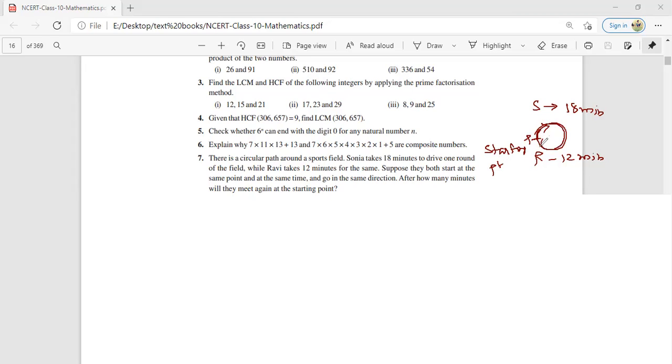So after 12 minutes, Ravi will come back. But Sonia will come back after 18 minutes, 3 minutes later. It will not take the same time. Sir, how many minutes will they meet again at the starting point? When they start, they will not meet at the starting point in one round. Sir, but LCM of 18 and 12.